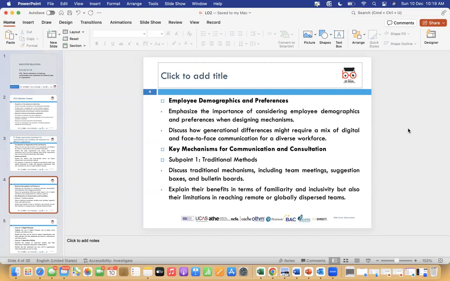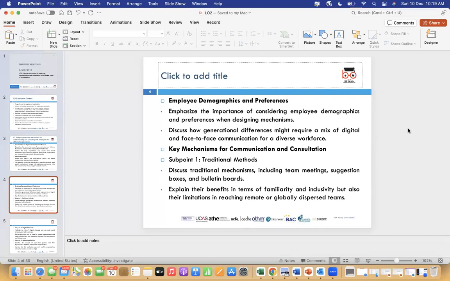Essentially, I don't think that suggestion boxes and boards go around a lot nowadays. There are organizations who obviously still use that. I would say smaller or family-owned businesses are the ones that use that the most. But I would say it's really traditional. But yeah.